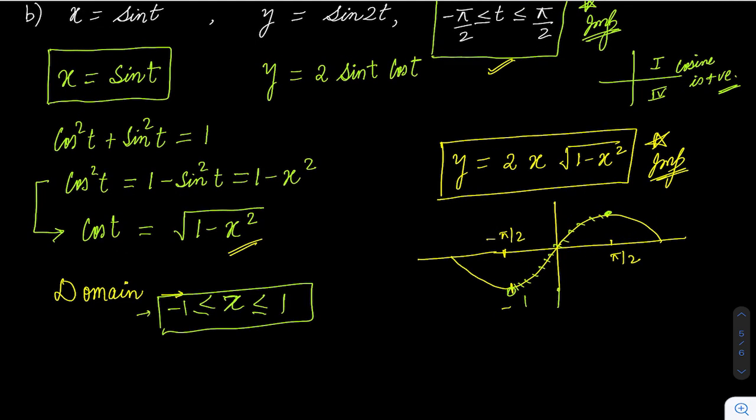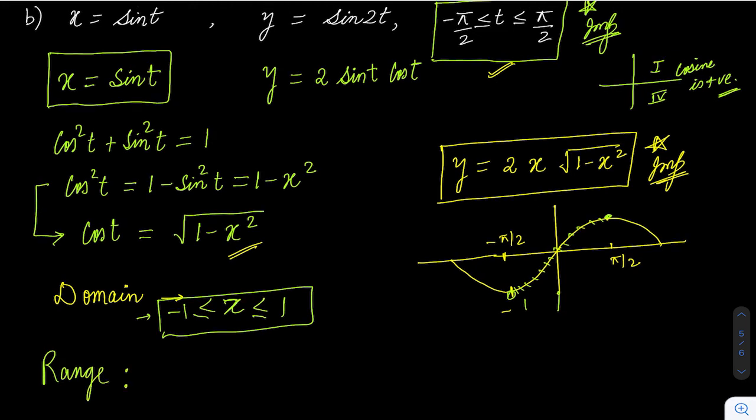Now range. So range means we have to find the range of y. Okay, what is y? y is sine of 2t. And okay, so there are two things. Either you can just draw the graph of sine 2t from minus pi by 2 to pi by 2 and then just see what are the possible values of y.